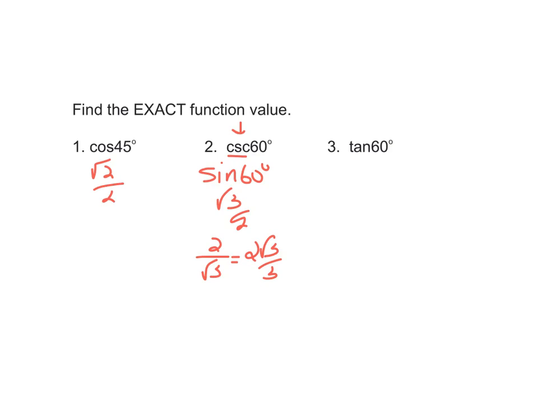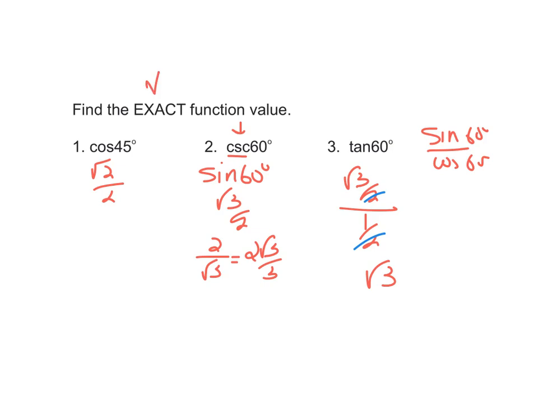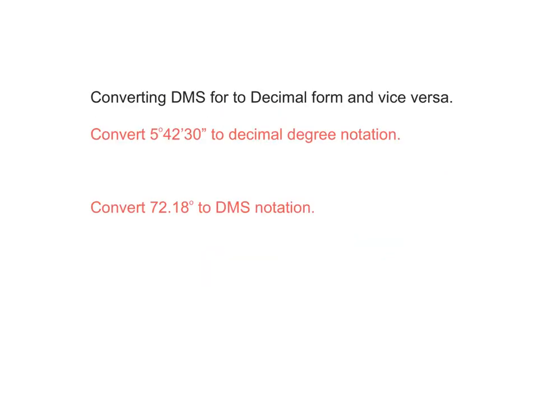And then finally, tangent 60. Tangent 60 is opposite over adjacent, or, as we'll learn too, tangent is really sine over cosine. So you could do this right here. Sine 60 is square root of 3 over 2. Cosine 60 is a half. The 2s just cancel, and it leaves you square root of 3. I'm going to give you a really good way later to memorize the tangents also. When it says exact value, you can't use your calculator because these decimals will not stop or come out even, so you have to use radicals.